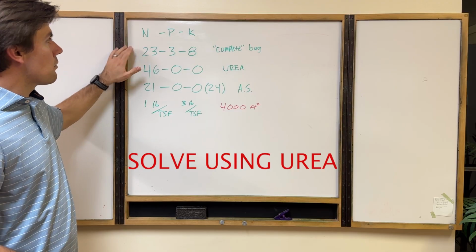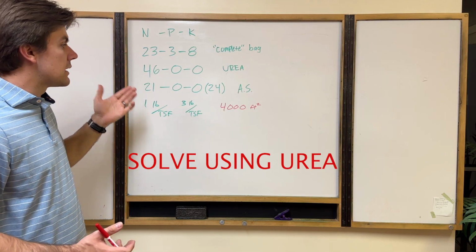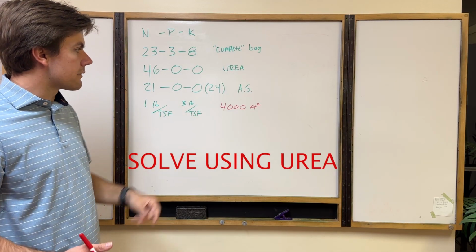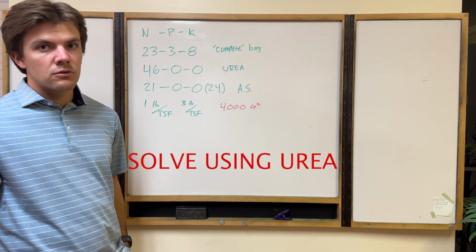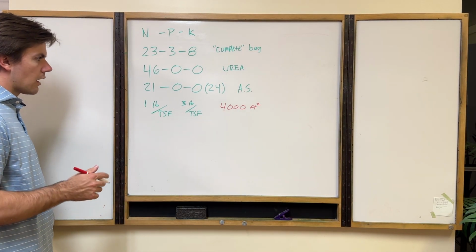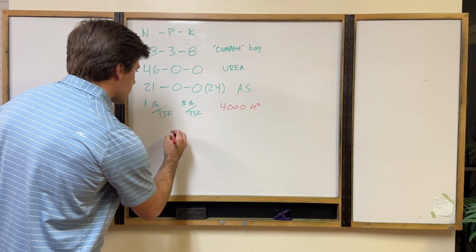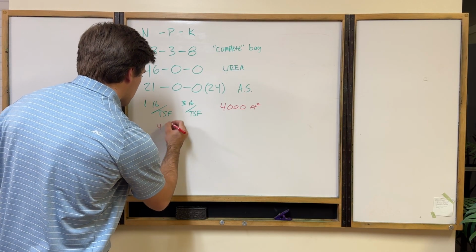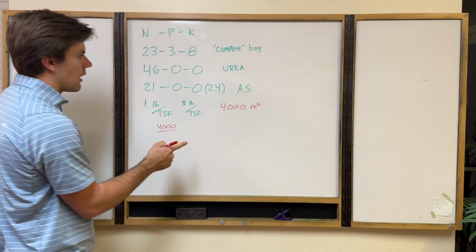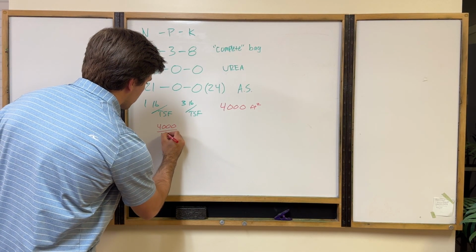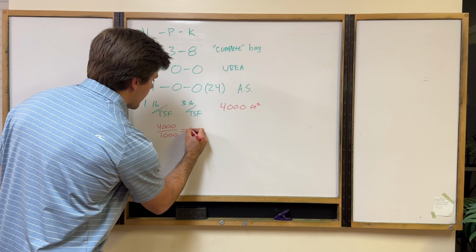You're going to figure out how much total product you need to get this 3 pounds per 1,000 square feet. So we'll do that math right now. If you want, you can pause it and figure it out on your own, but I'll go over it with you right now. So first, you're going to take 4,000. You're going to divide it by 1,000 because you're doing per 1,000 square feet. That gives you 4.